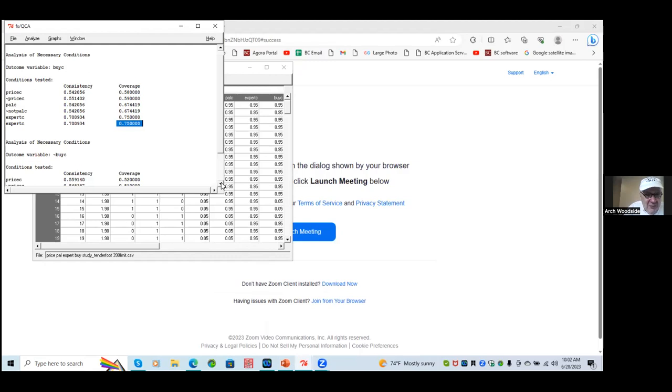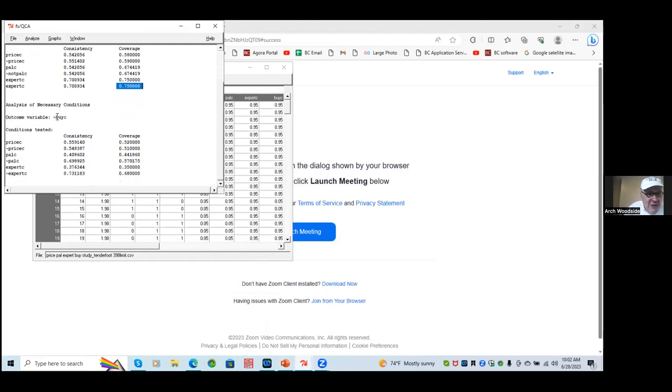Down here is the output for the second analysis. This is not by, right here, not by. And the thing that works, and over here, this is actually the consistency. So you'd switch these around, and looking at consistency, the thing that has the highest accuracy, and it's 0.68, is for not expert. And that makes sense, but for none of the conditions do you approach 0.90 in terms of high necessity for the condition being present.